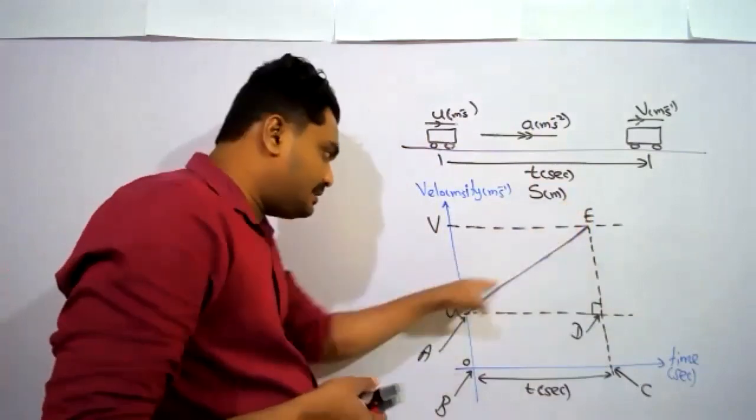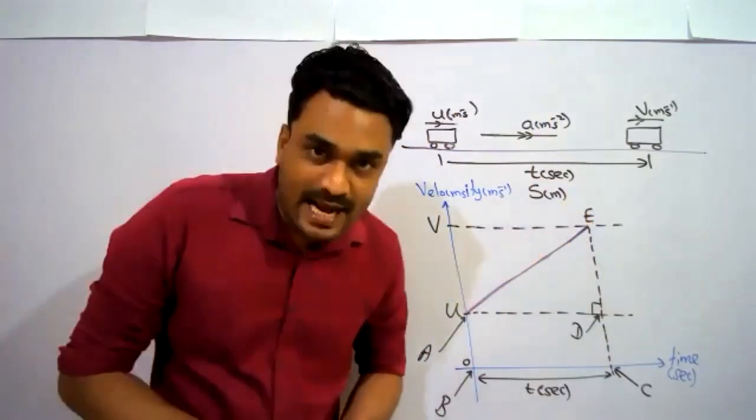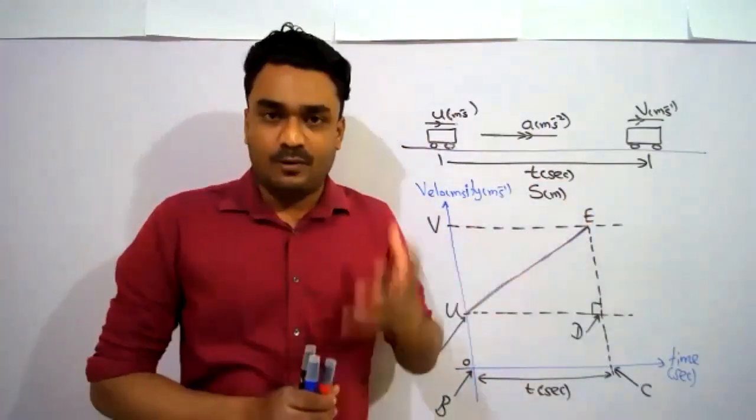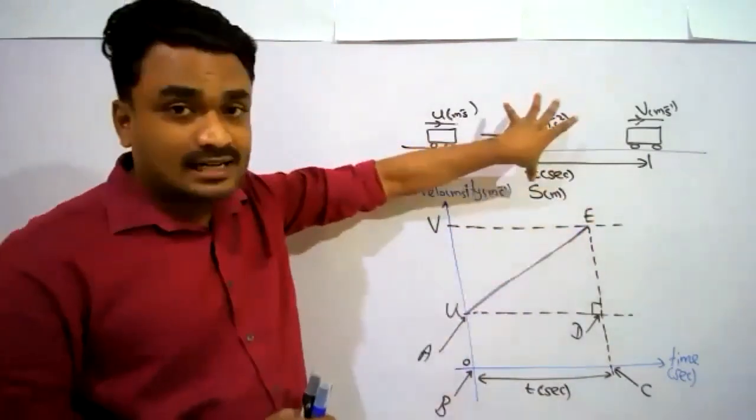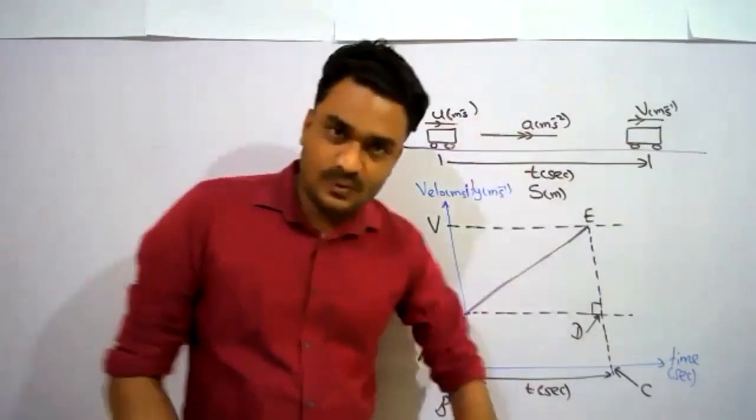This is how we represent constant acceleration, and I'm going to prove that this velocity time graph is true. What am I going to prove now? I'm going to prove that this velocity time graph correctly represents this motion. Draw the graph.